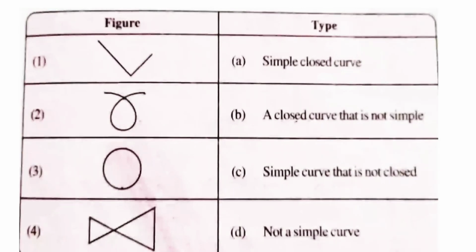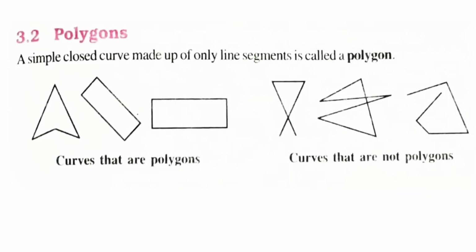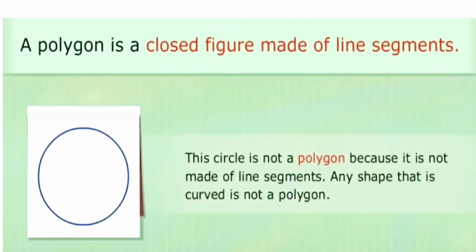So our topic here is polygon. What is a polygon? A simple closed curve made up of line segments is called a polygon. In this figure, you can easily identify polygons and not polygons. A polygon has line segments.